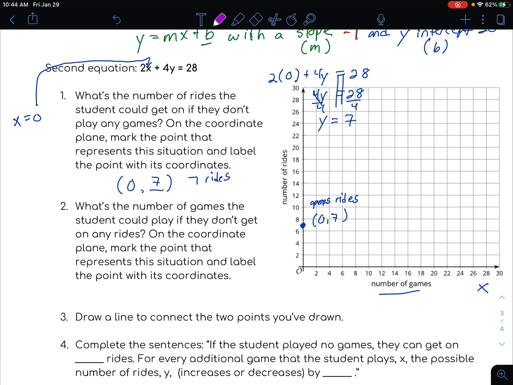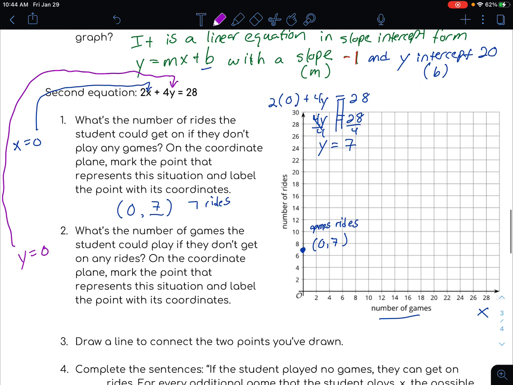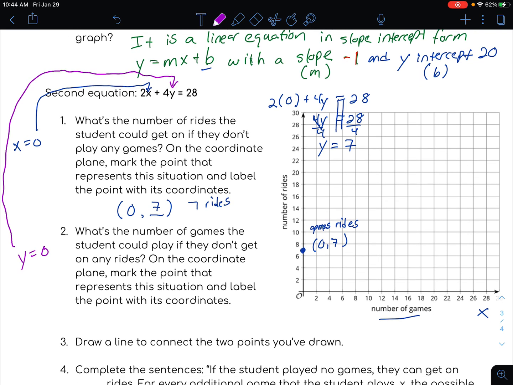So if they don't get on any rides, that means that the y value is 0. Like we did in the first problem, that means that we got to put 0 in for y and then work backwards and figure out what that matches up with for games. So I'm going to do that over on the side here. So that means 2x plus 4 times 0 equals 28.